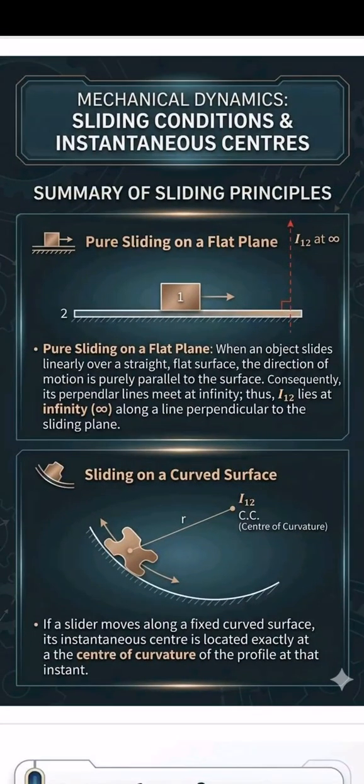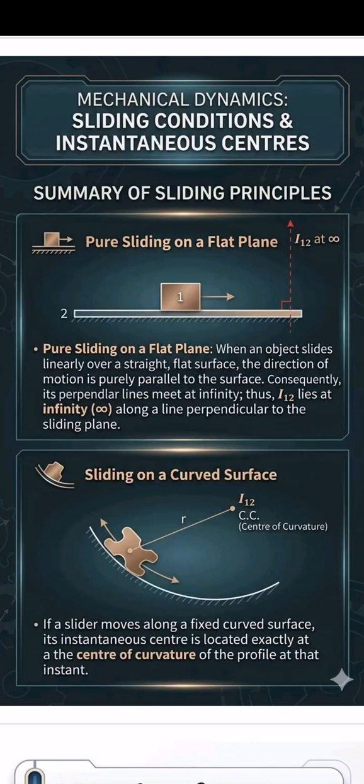Mechanical dynamics, sliding conditions, and instantaneous centers. Pure sliding on a flat plane: when an object slides linearly over a straight flat surface, the direction of motion is purely parallel to the surface. Consequently, its perpendicular lines meet at infinity. Thus, I lies at infinity along a line perpendicular to the sliding plane.